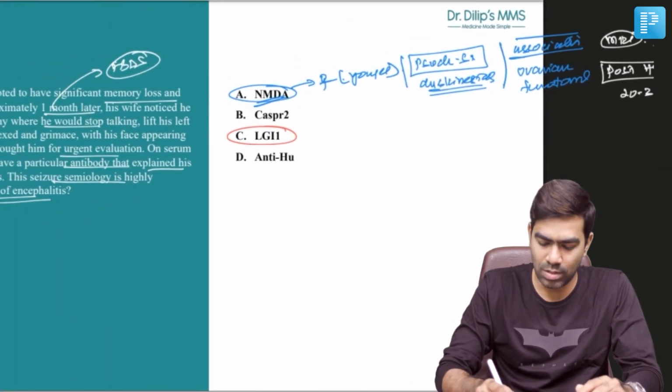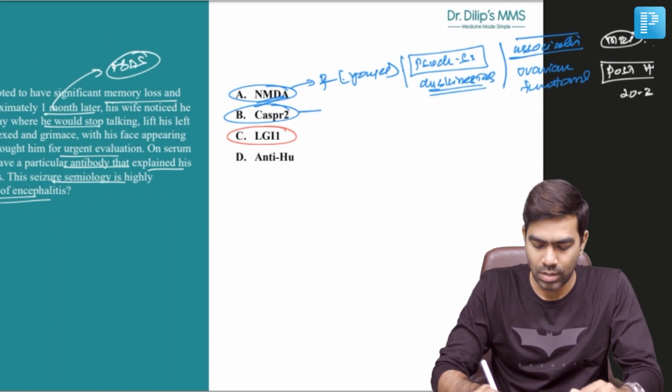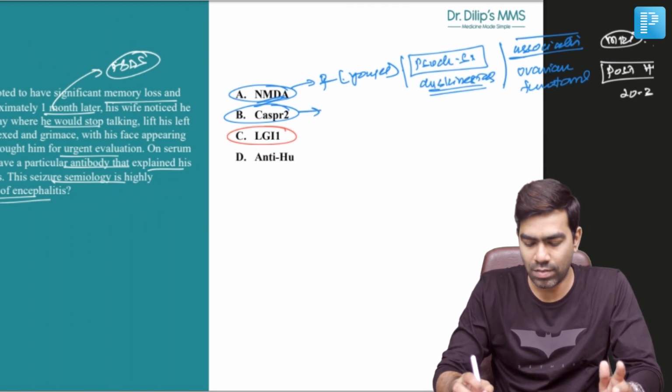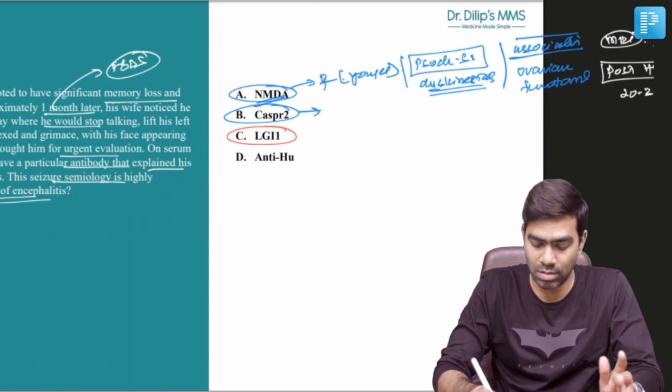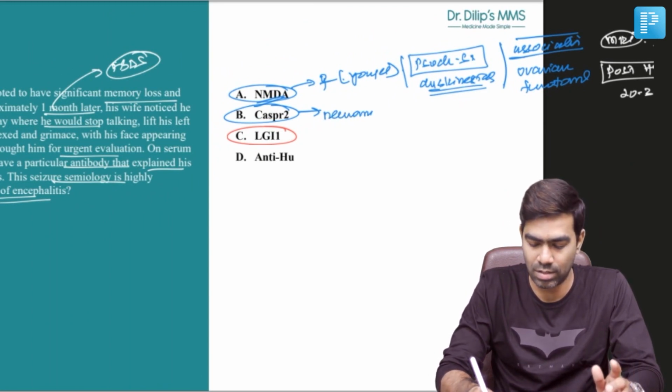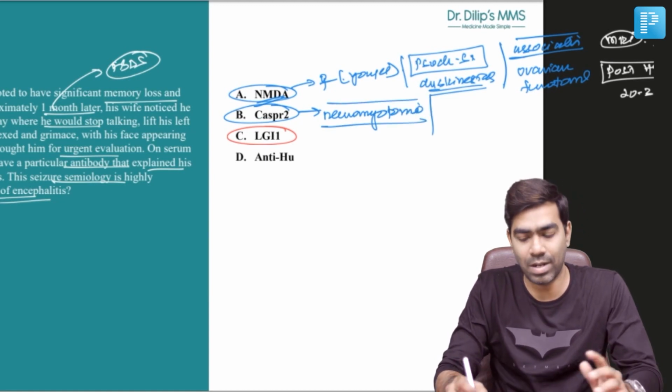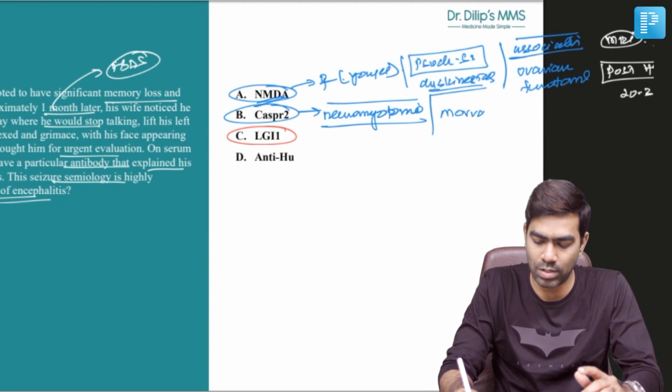Okay, now what about Caspr2? Caspr2 antibody-related encephalitis will not be associated with tumors generally, but they will tend to produce a characteristic finding called neuromyotonia. It can be isolated or it can be associated with a syndrome called Morvan syndrome.